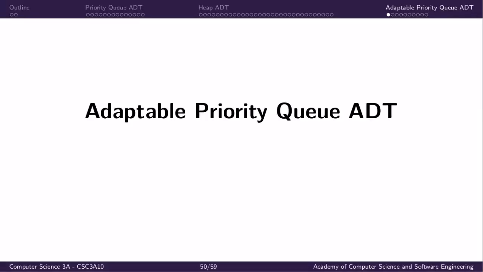All right. So I just want to introduce the idea of an adaptive priority queue. For a priority queue, we said it has 2 methods, insert and remove min, and it does what we require it to do.